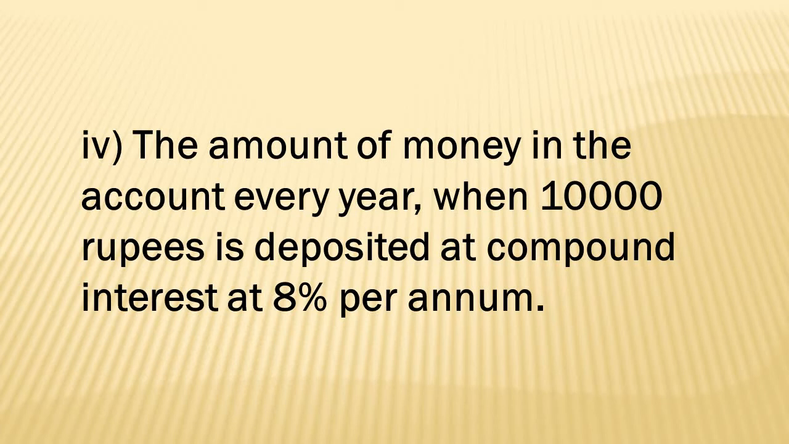According to this situation, the amount of money in the account every year when 10,000 rupees is deposited at compound interest at 8% per annum. It's given that the principal amount is 10,000, which is deposited initially, and the rate of interest is 8%. As it is compounded annually, it's compound interest. First, we have to write down the formula of compound interest. With the help of that formula itself, we can get our terms. So what is the formula?